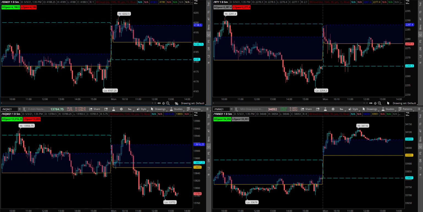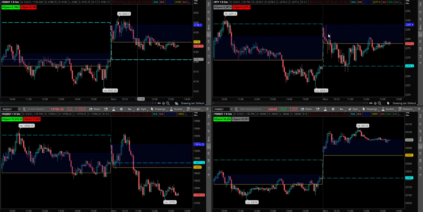If you look at this top left chart, that's the S&P. You can see we opened up here early on this morning, well above yesterday's close, but we have since traded lower throughout the session. But we're still holding above Friday's close, which is this 41.81 level here.